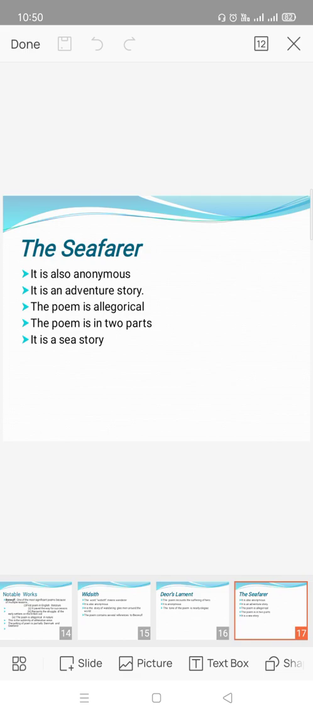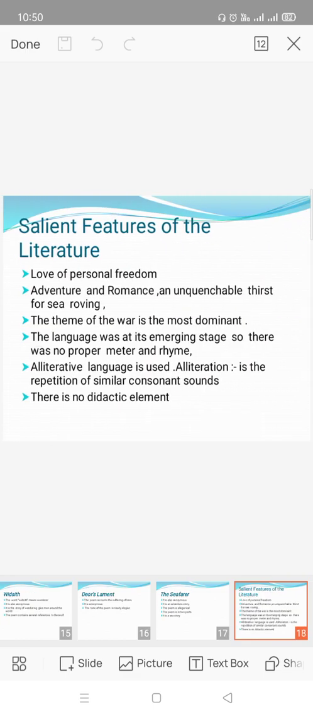The third poem is the Seafarer. It is also anonymous, and it is an adventure story. An adventure story is a story which recounts the struggle of the hero for his survival. And the poem is allegorical. I have defined what an allegorical poem is, and the poem is in two parts. It is a sea story. A sea story is a story which is related to the struggle in the sea, or in the water, for survival.